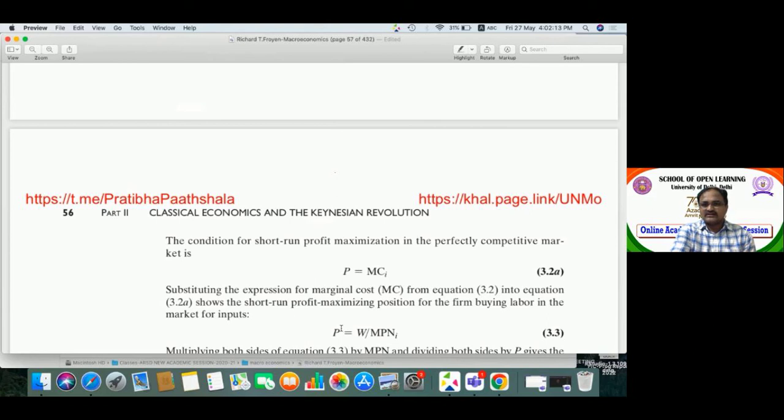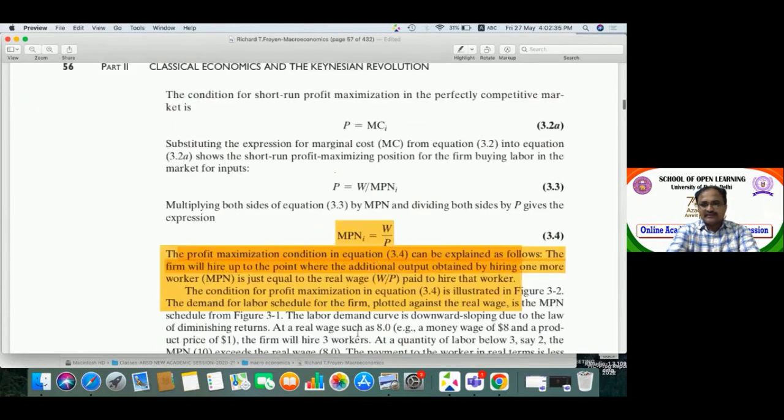So P is what? P is equal to marginal cost. Marginal cost means whatever the cost was at the level of production. So that is equal to whatever the price of the particular product is. Got the point? So P is equal to MC. So MC is equal to W by MPN. If you replace, P is equal to MC, so P is equal to W by MPN. So finally, MPN is equal to W by P.